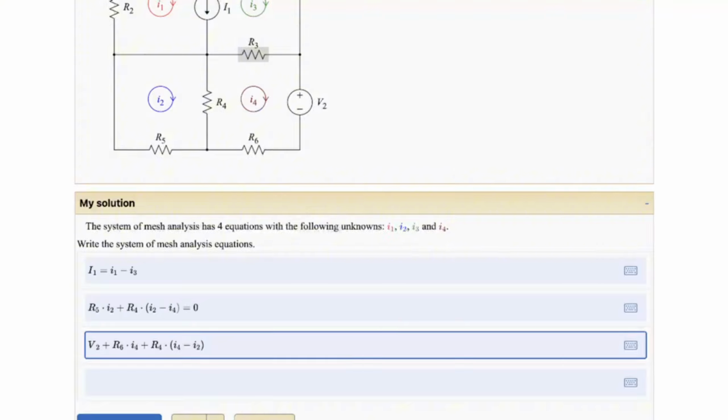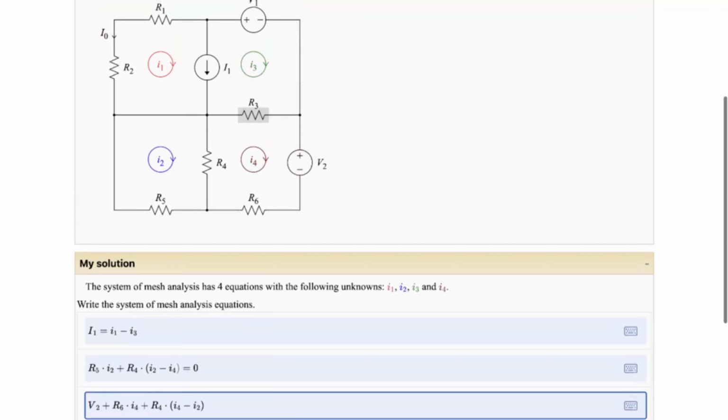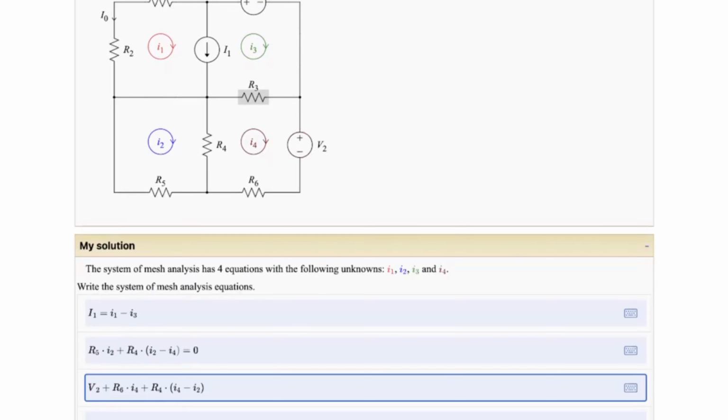And lastly, we have to deal with the R3 resistor, and the voltage across that is current times resistance. So we can add R3 times I4 minus I3. Set all of that equal to 0. And now we can take a peek at the super mesh.